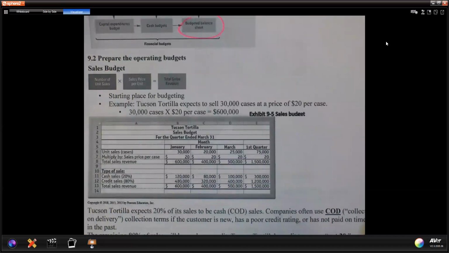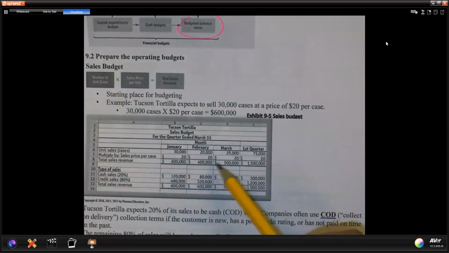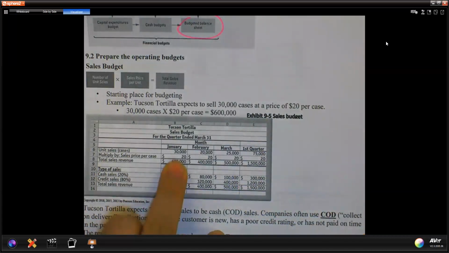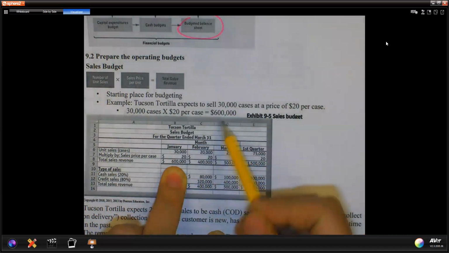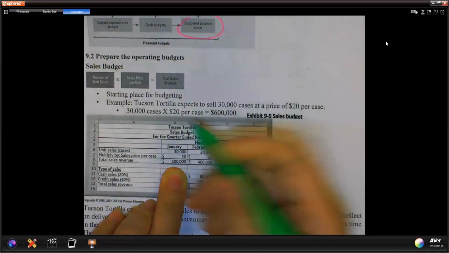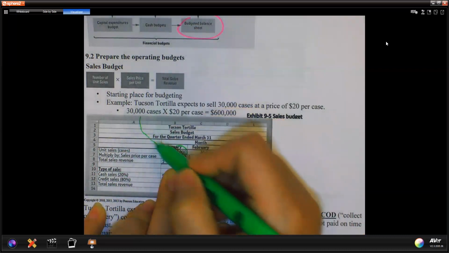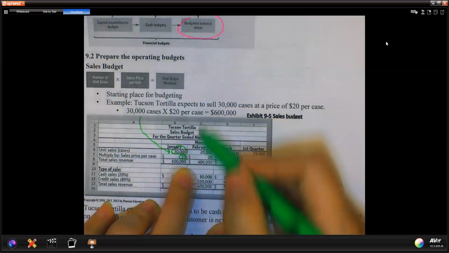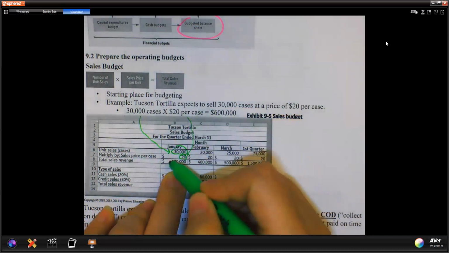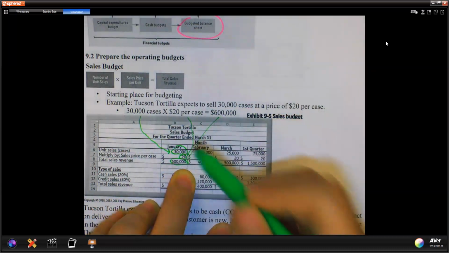So the textbook showed us our January, February, March, and then also the first quarter. Make sure for one quarter you have 3 months. So that is our first month, January. We said it's your budgeted units. We budgeted to sell 30,000, and then each one selling price is $20. So our total budgeted sales is 600,000.